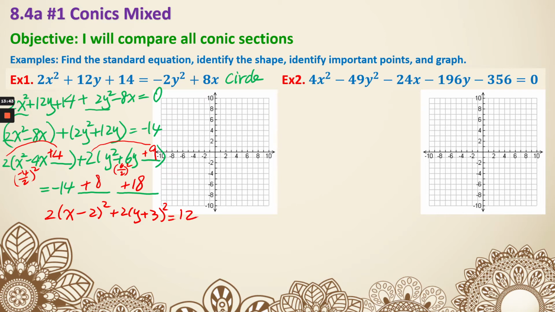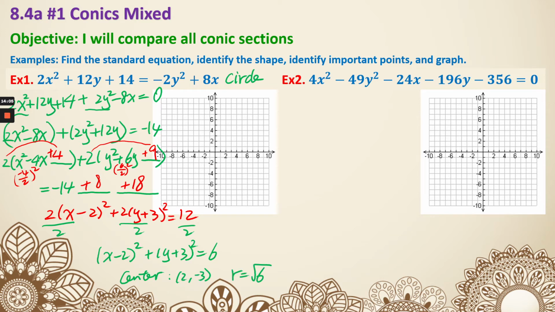But we already know it's a circle, so we can't have a 2 in front of the x or the y. So next we're going to divide everything by the 2. So we have x minus 2 squared plus y plus 3 squared equals 6. That means my center is going to be (2, negative 3), and my r is going to be the square root of 6. So (2, negative 3) right here.